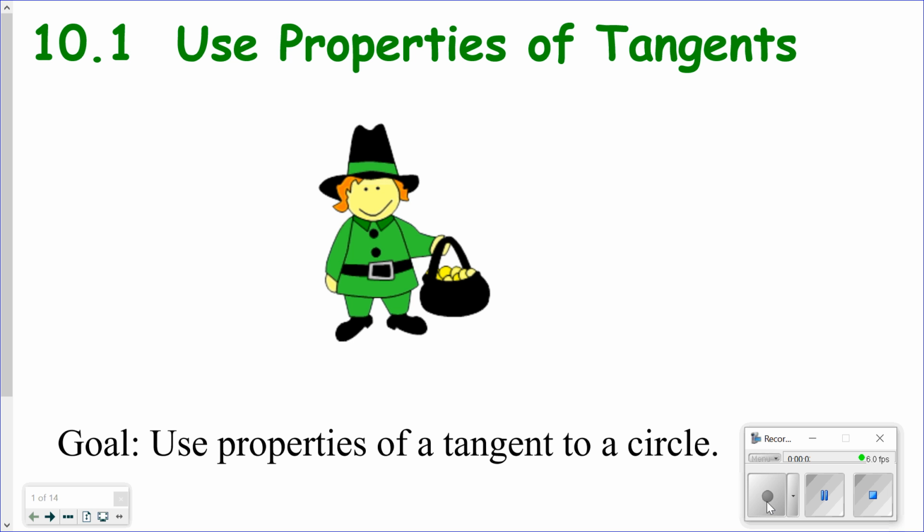Hi everyone, today we are going to start chapter 10. 10.1 is use properties of tangents, and our goal is to use properties of tangents to a circle.